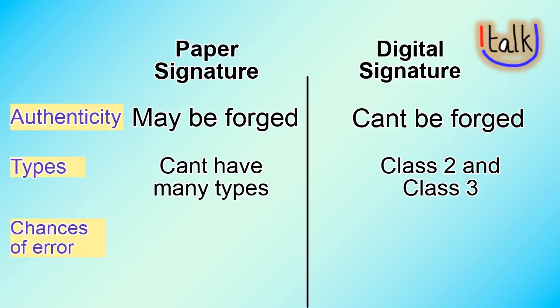Now, chances of error. Paper signatures are error prone. There are chances that you might make some error when you do signatures in different documents. Maybe when you have to put in your signature in a lot of documents continuously, there are chances that you might make some mistakes. But digital signature is totally error-free.